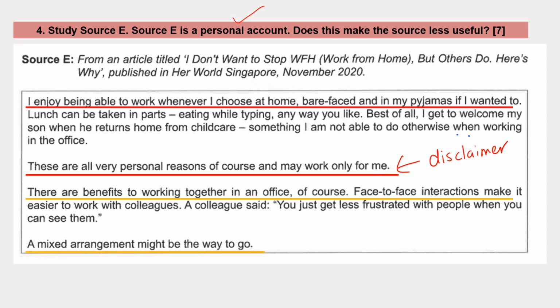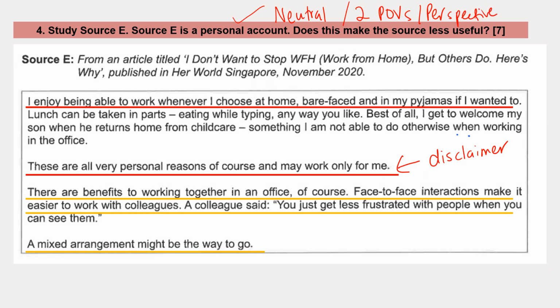You can see that she also says that while I enjoy working from home, there are also benefits to working in an office. So you can see that she's not being biased. Even though this is a personal account, she seems to be a bit more neutral, and she is taking two points of view, or two perspectives. Because of that, it is quite a useful source.